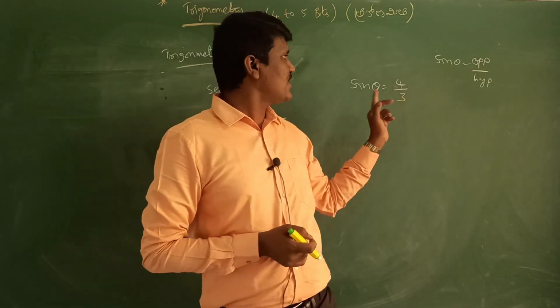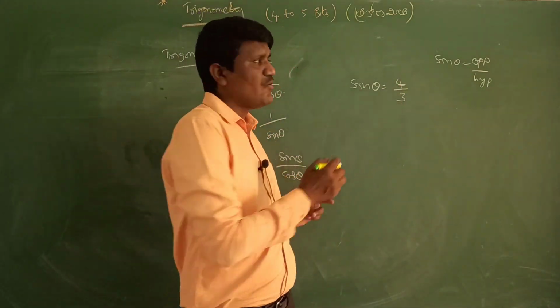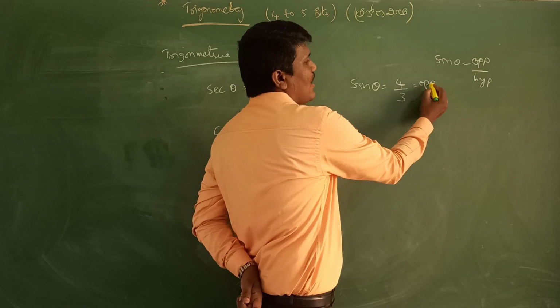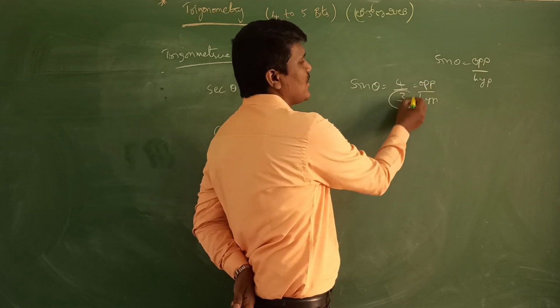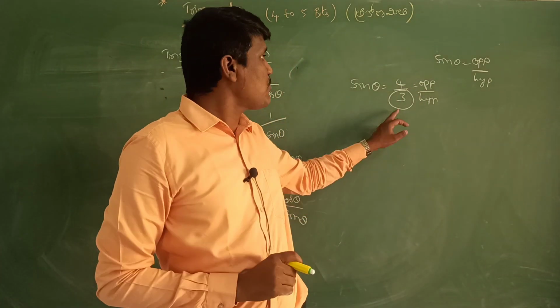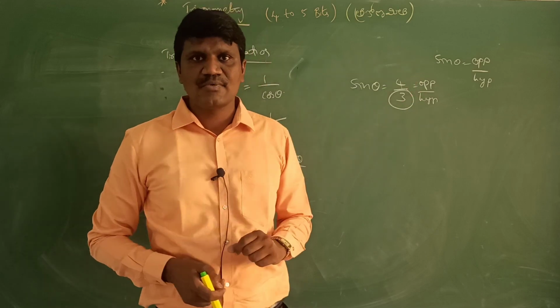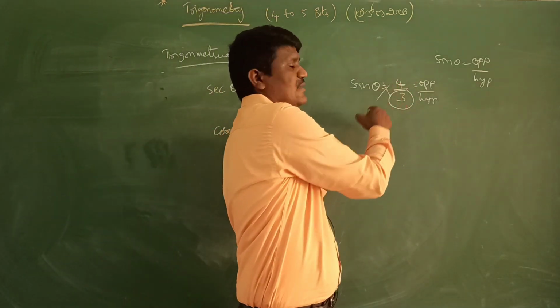So if you observe here, sin theta is equal to 4 by 3. 4 by 3 is nothing but opposite by hypotenuse. So the hypotenuse we are having is 3, and the opposite is 4. So it does not exist.